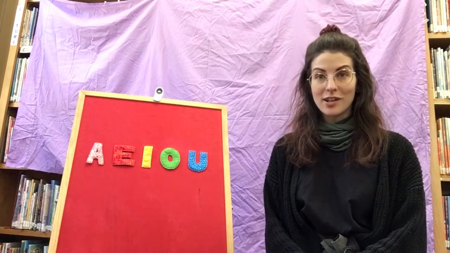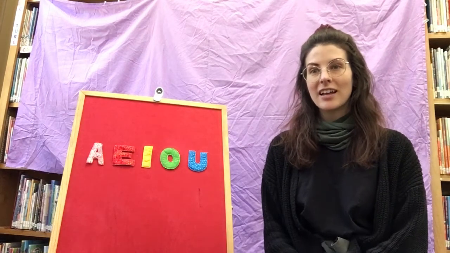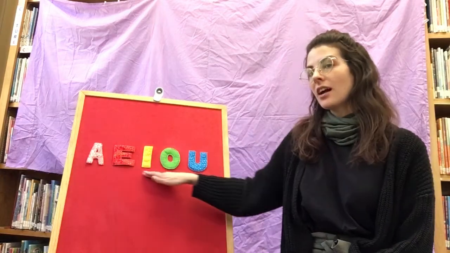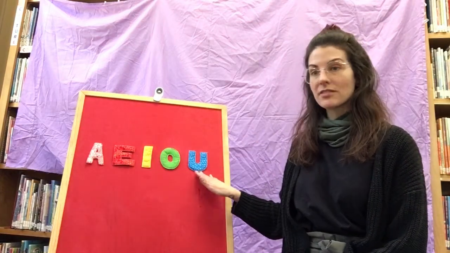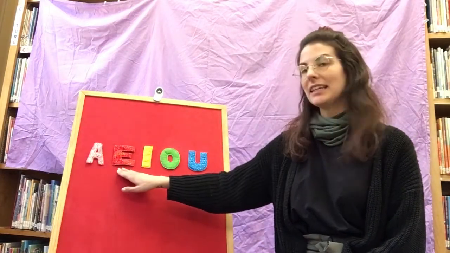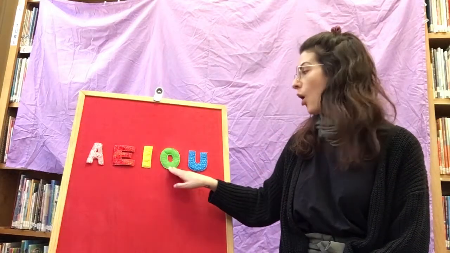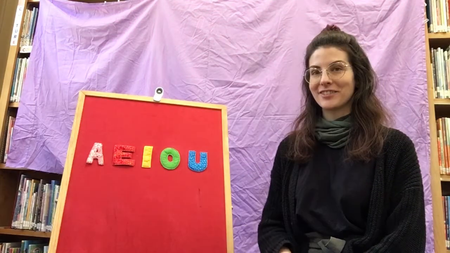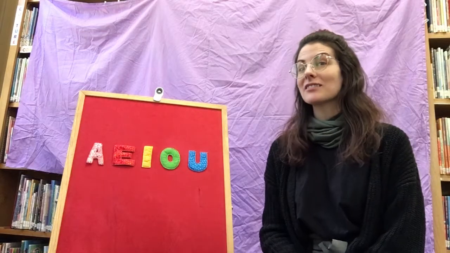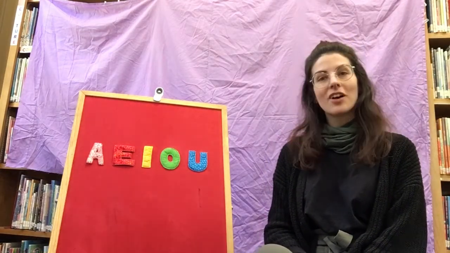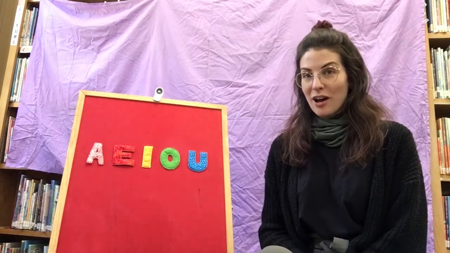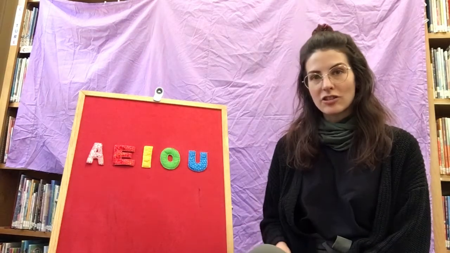Let's sing one more song before going on to our next book. So these letters here are called vowels. A, E, I, O, and U. We're going to use those to help us sing our next song. It's called Apples and Bananas. So let's start off by singing without changing the words at all.